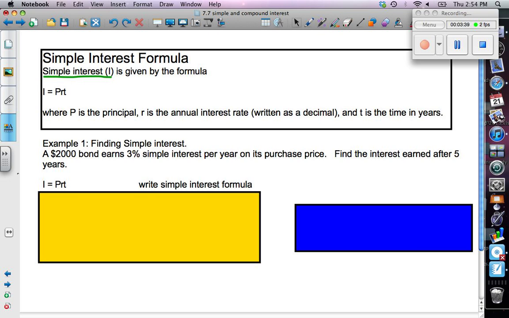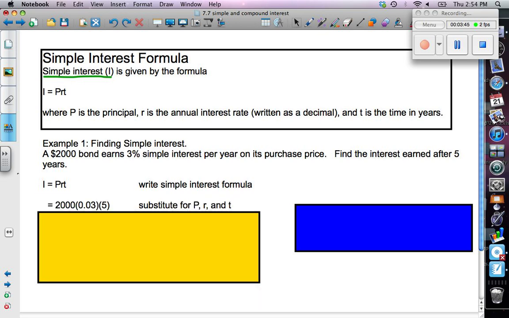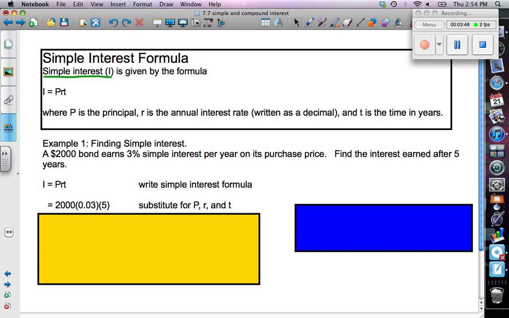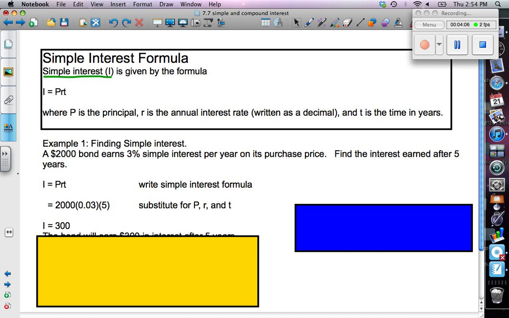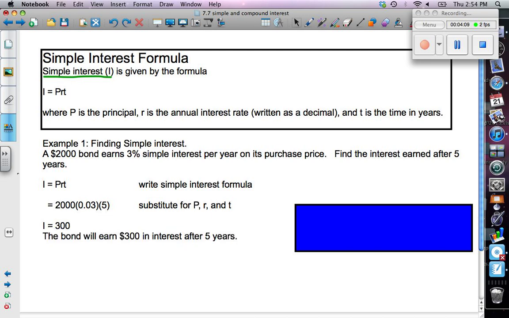So the first thing you want to do is write out the formula, I equals PRT. Then we're going to substitute 2,000 as our P because that was your original principal. That's what you purchased it for or you invested. 3% becomes 0.03 because we need to write it as a decimal. And then 5 is our time in years. So then we can just use a calculator and multiply these and we get I equals 300. So we can say the bond will earn $300 in interest after 5 years. So then that bond would be worth $2,300 total, the interest plus this initial principal.